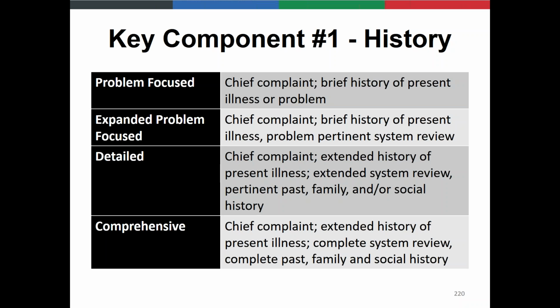And the history contains the HPI, history of present illness, the ROS, review of systems, and the PFSH, which is the past family and or social history. Okay, so that would be your history: HPI, ROS, the past family and social history, and the chief complaint. And notice that the chief complaint is always in every component of a history. You must always have the chief complaint, meaning what's wrong with you today.